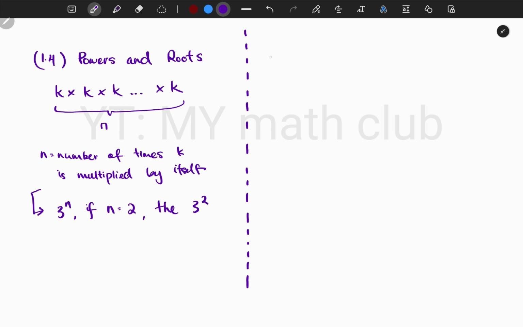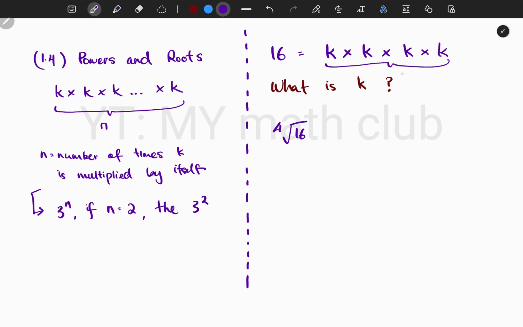Let's say the number 16, and I tell you that 16 comes from multiplying an unknown number 4 times. The question here is, what is this unknown number? The way that we can find this unknown number is by performing a root of 4. And why is it 4? Because the question had already told us that this unknown number is multiplied by itself 4 times to give 16. So if you enter into your calculator 16 root of 4, you will get 2 as the answer.